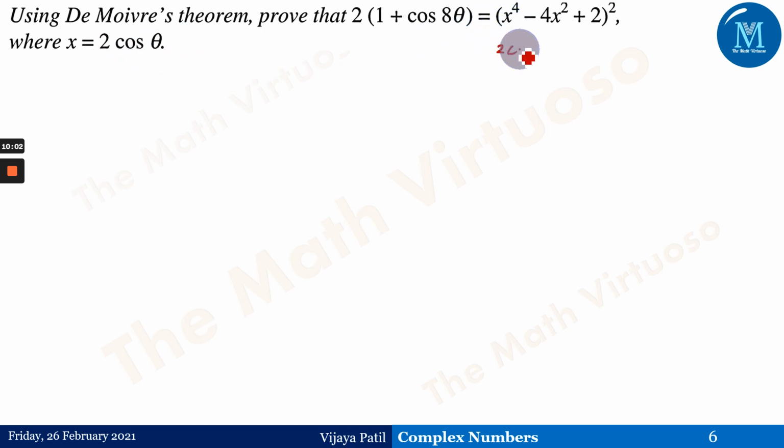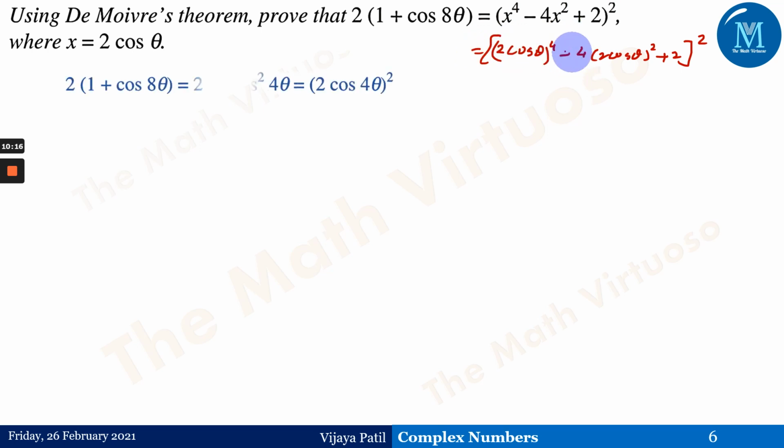So it is nothing but (2 times cos of theta) to the power 4 minus 4 into (2 times cos of theta) to the power 2 plus 2, the whole bracket squared. Something like this we need here, right? And we'll be trying to get that.